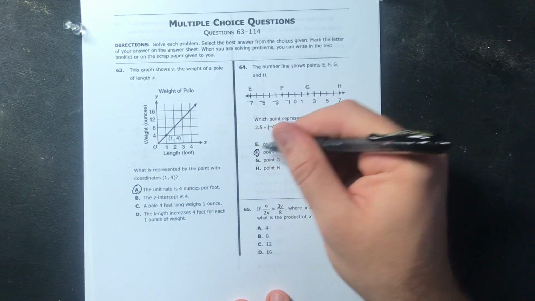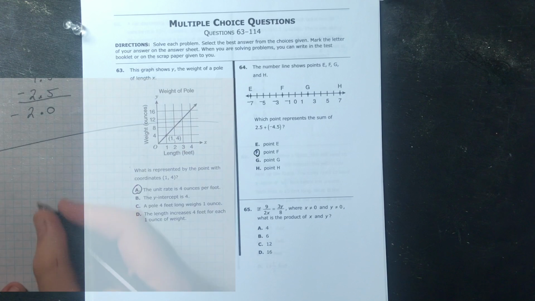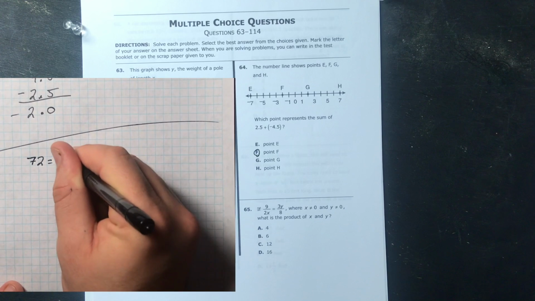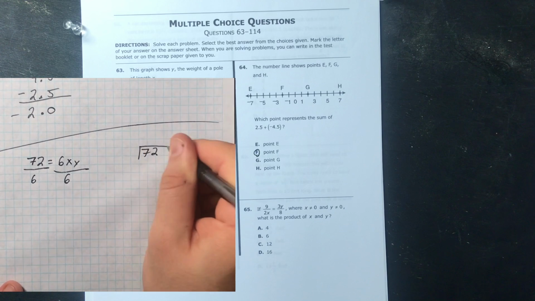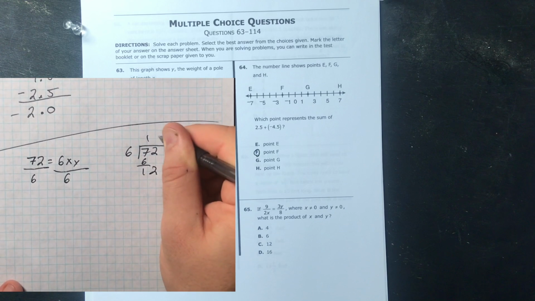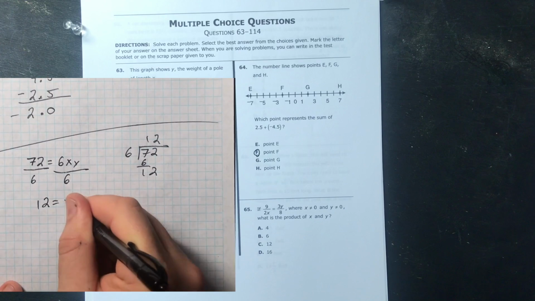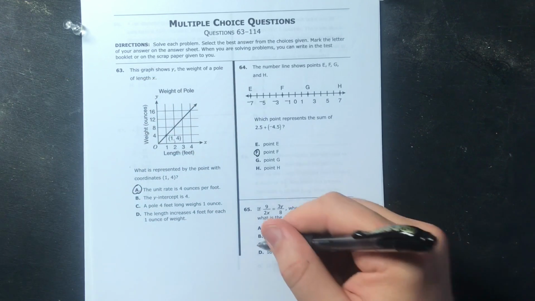That's it. If 9 over 2x equals 3y over 8, where x is not 0 and y is not 0, what is the product of x and y? Okay, so cross multiplying it, you get 72 equals 6xy. And so I'm going to divide each side by 6 to isolate the xy. It's 12, which is the product of xy, 12.